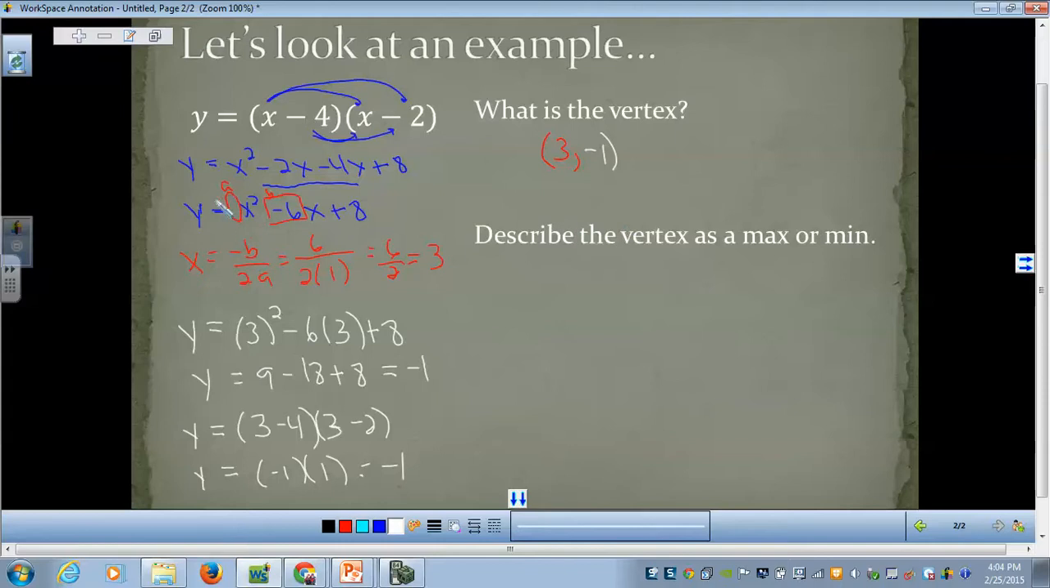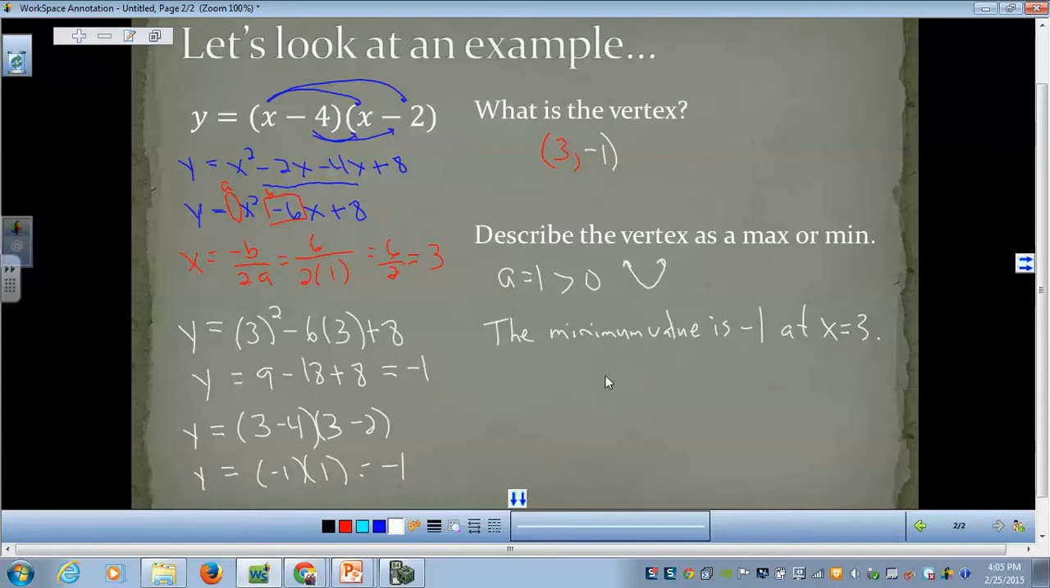So I'm going to go back to my a value, which was 1. Since a is equal to 1 and greater than 0, we know we have a quadratic that opens up. Because of that, we know our vertex is a minimum value. So the minimum value is negative 1 at x equals 3. Remember, we're going to write that out as a complete sentence each and every time.